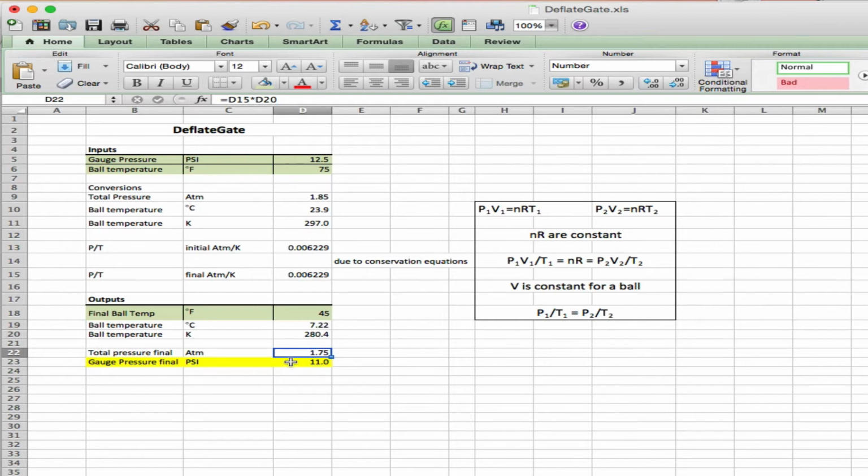That's in atmospheres, so we need to convert it back to gauge pressure. D22 times 14.7 gets me into psi, minus the 14.7 external pressure, and the final ball pressure is 11. So, if the referees measured a ball pressure of around 11, it is entirely reasonable to conclude that the ball deflated due to a change in temperature.